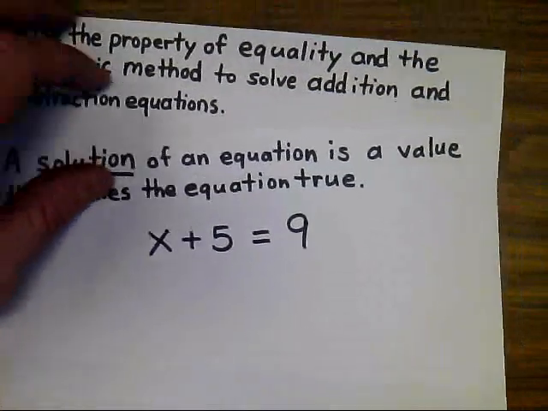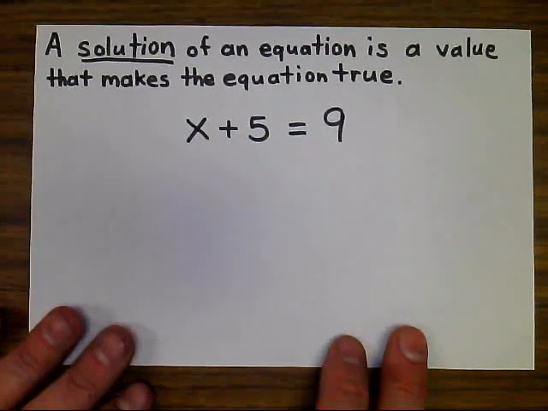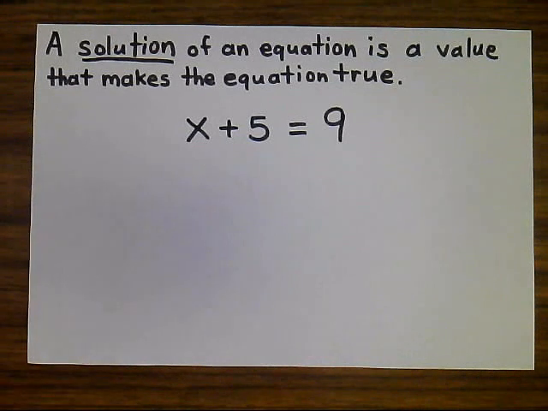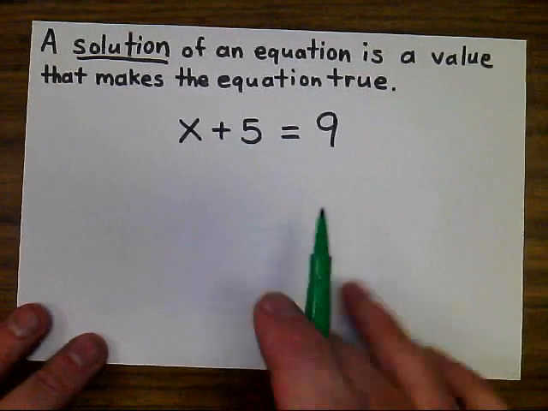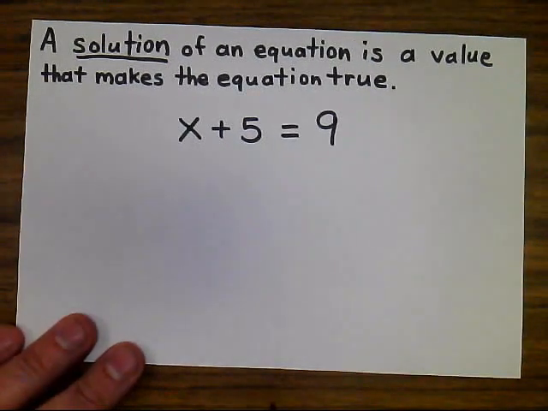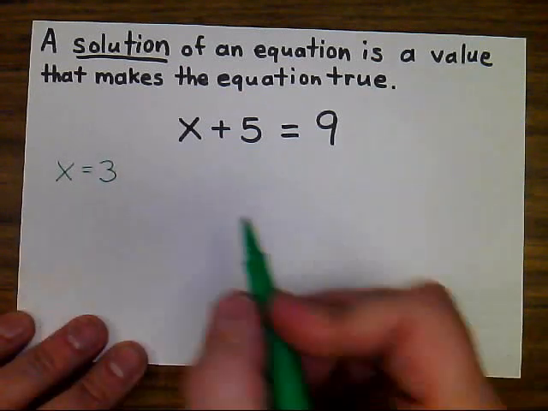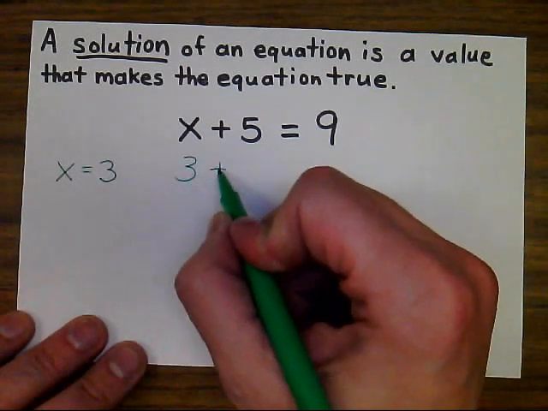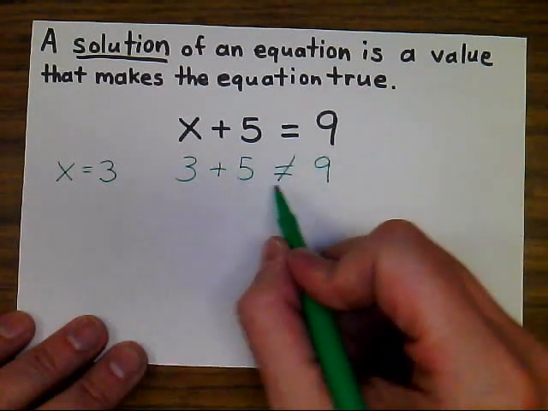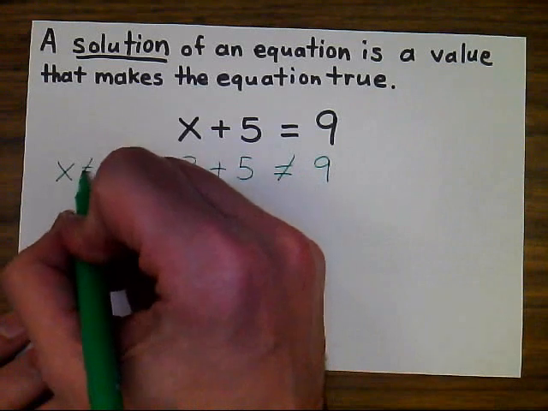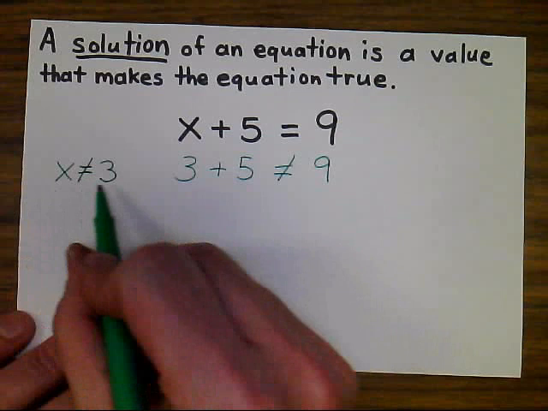When you're asked to find the solution of an equation, we're basically looking for a value that makes the equation true. So when I look at this equation, x plus 5 equals 9, which we just had done, I might say, well, maybe 3 is the solution. Is 3 the solution? Is x equal to 3? Well, I can plug a 3 in here. And 3 plus 5, that doesn't equal 9. 3 plus 5 equals 8. So x does not equal 3. That's what this symbol right here means. Is not equal to. X is not equal to 3.